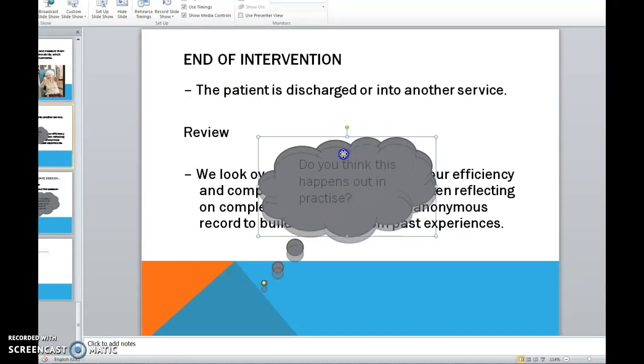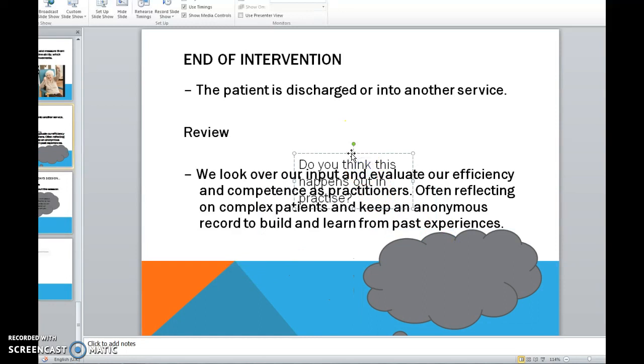I'll just move this, sorry, because it's in the way a little bit.